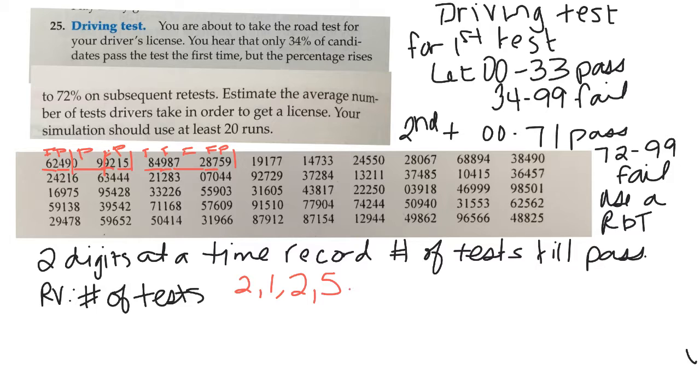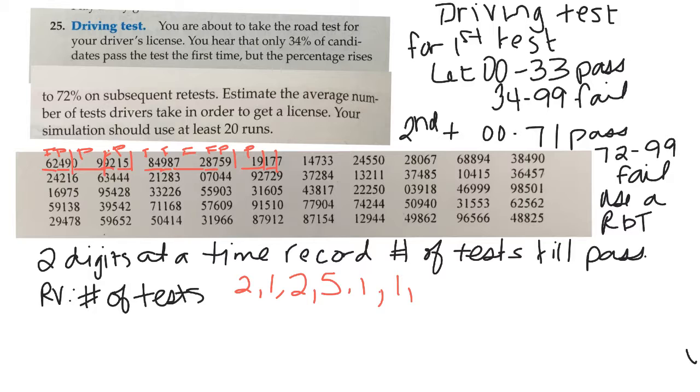Okay. Next trial, the next number is a 19, right? We're back to 0 to 33, meaning pass. So 19 is a pass, right? So it took 1. And the next one is 17. That's also a pass, so that's 1.